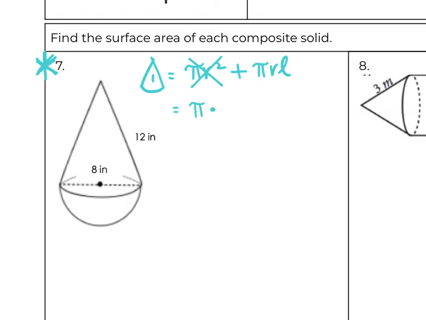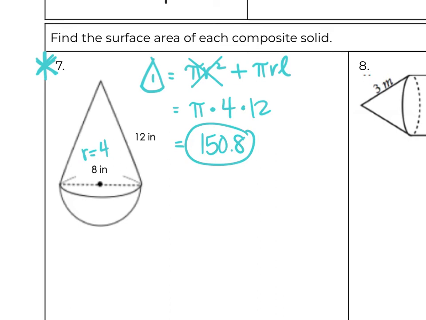So pi times, what's wrong with 8? Diameter. So I need r equals, I heard someone say 4. Good. And times, what would L be? 12. So pi times 48, or 48 pi. Okay. I got 150.8. Agree? All right, so that's the cone part. So I'm going to circle that because I'm going to need to add it later.